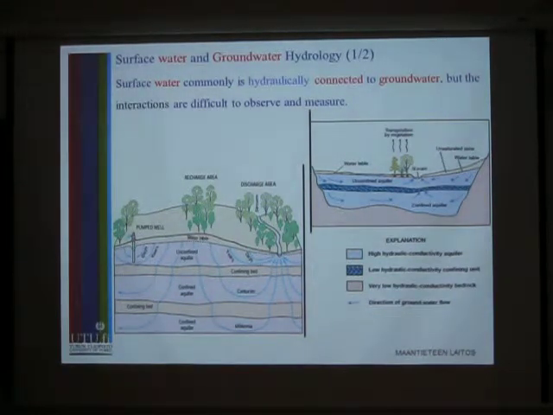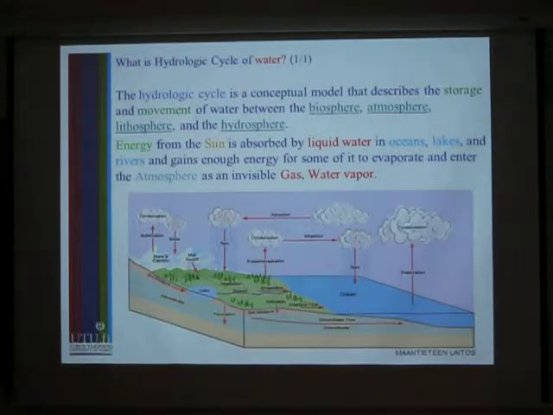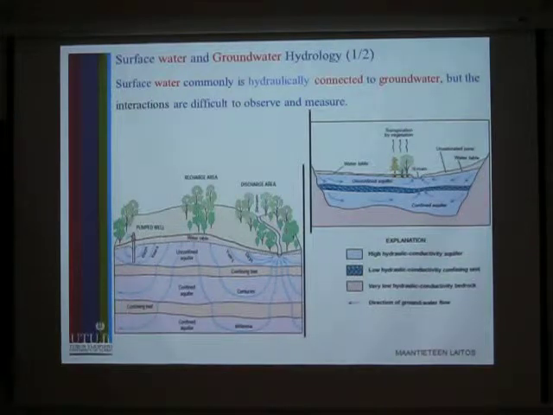So the relationship between surface water and groundwater. We mentioned in the first slide the hydrologic cycle of water, so each physical state of water is connected to the other state. So the evaporation, I mean the water in the sea or ocean or any kind of water, is connected to the other parts and to the groundwater through this cycle. So the surface water commonly is hydraulically connected to groundwater.